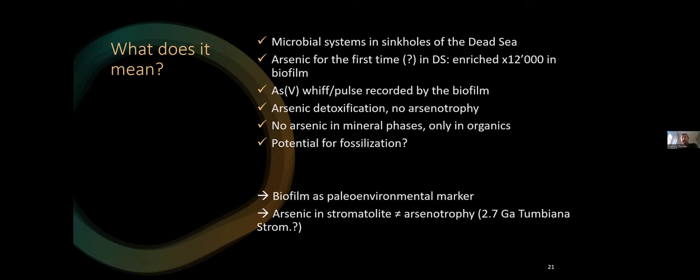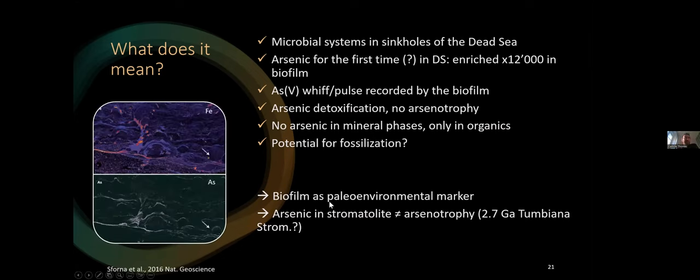Second, we can discuss how arsenic can be interpreted from stromatolites. For example, if we get back to the Tumbiana stromatolite, we have organic matter rich layers that are enriched in arsenic. And that's also the case in our system. But here in our system, it only shows arsenic detoxification and not arsenotrophy. So it does not go in the direction of a potential metabolic signature for this arsenic, at least not one that allows organisms to gain energy.